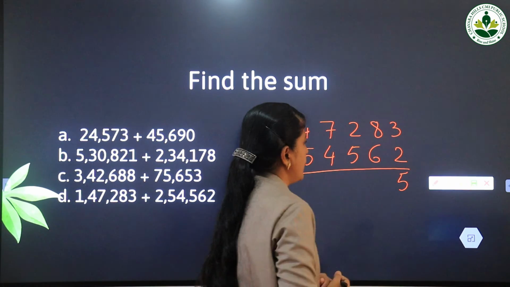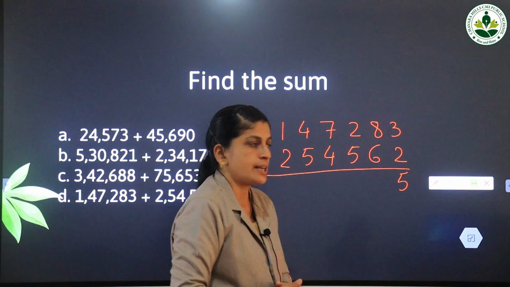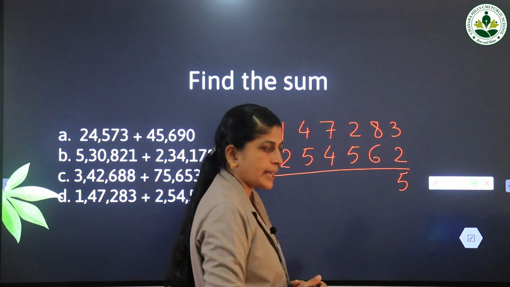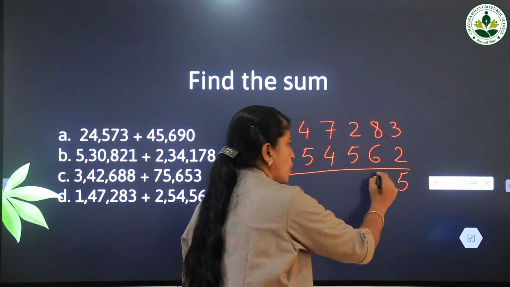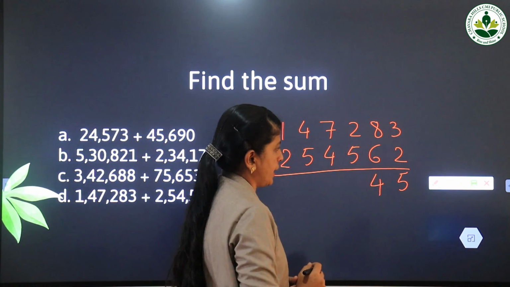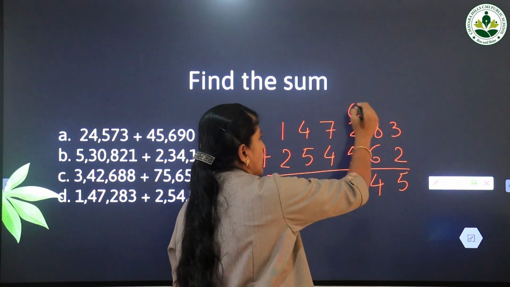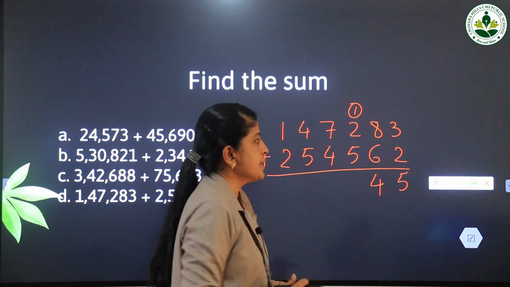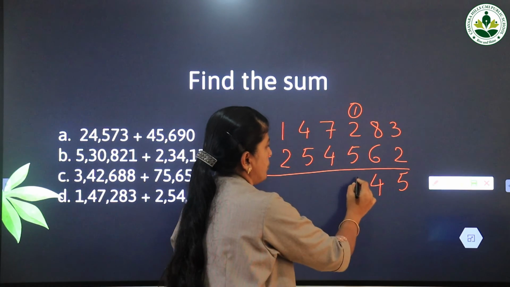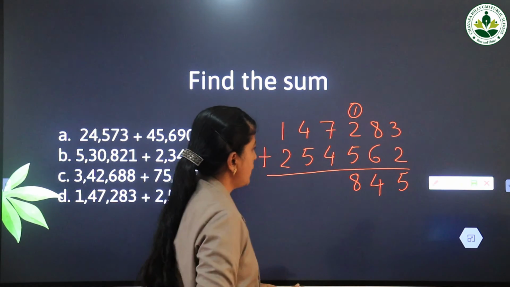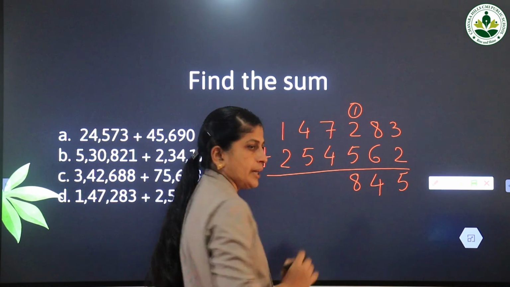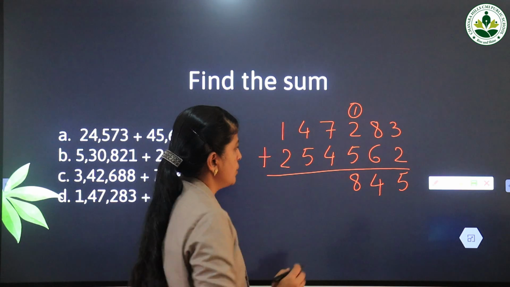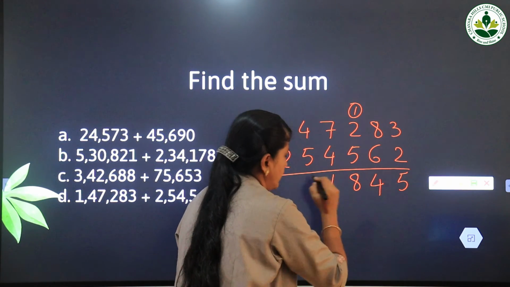Yes. Then add the tens place digits. 6 and 8. 6 plus 8 is 14. Remainder 1. Then 5 plus 2. 5 plus 2 is 7. 7 plus 1, 8. Then 4 plus 7. 4 plus 7 is 11.